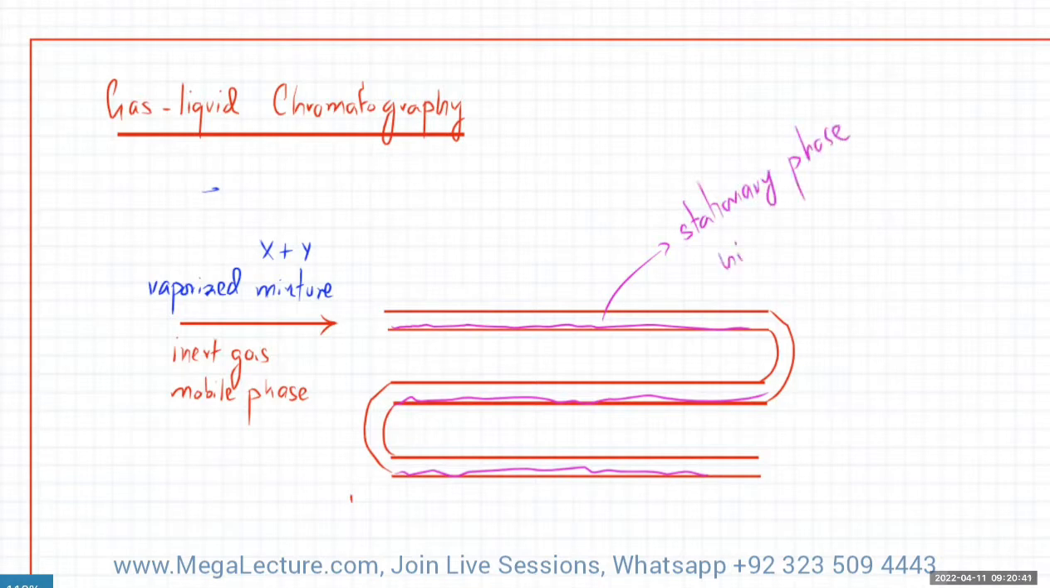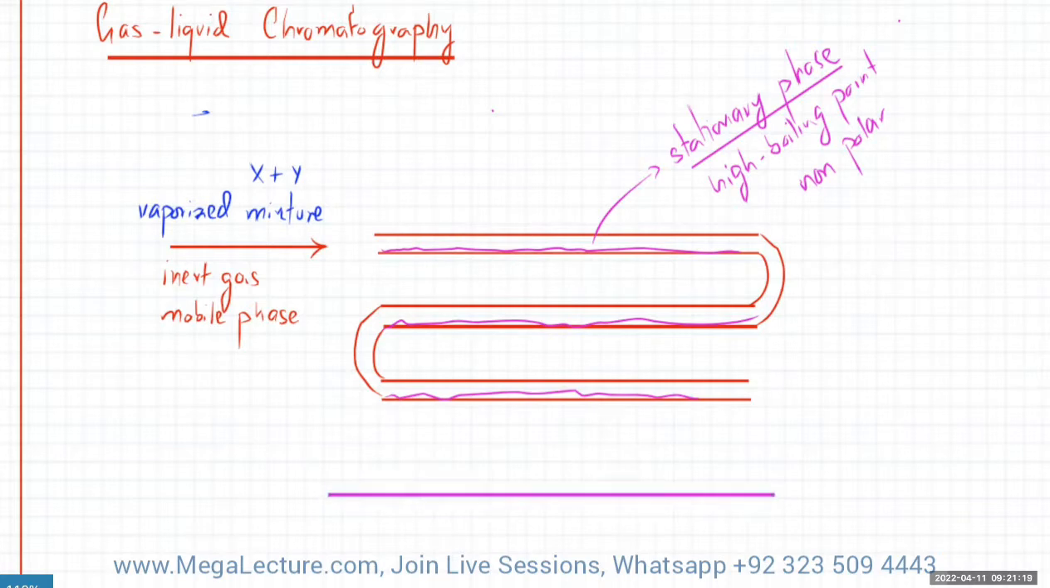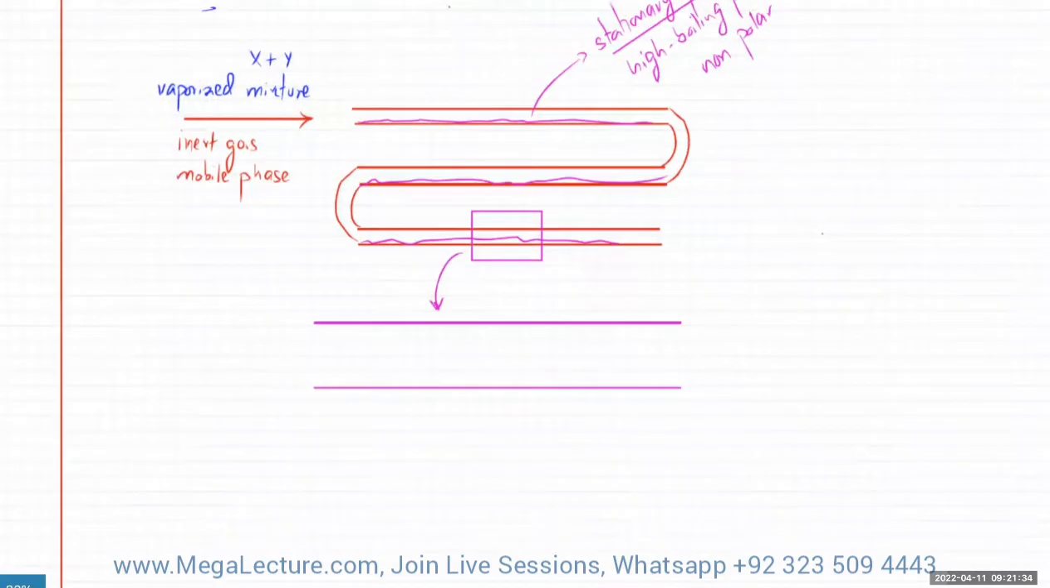It has a high boiling point, so you don't want it to evaporate. It's high boiling point, and it's non-polar as well. And that's basically your stationary phase. Now as the particles travel, there's a mixture of X and Y. If I draw this a bit bigger, let's zoom in and I show you a section of the tube. And now this is what's going to happen.